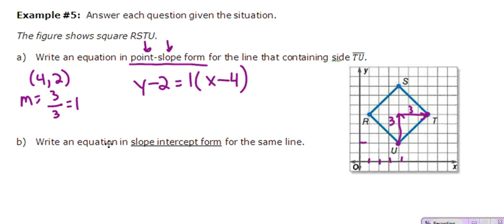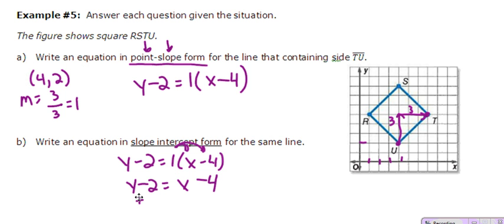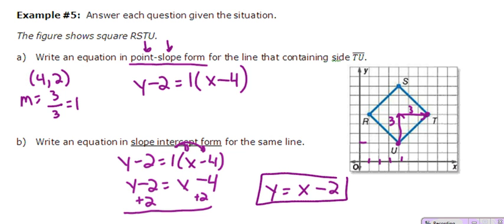Then B says write an equation in slope-intercept form for the same line. Well, all I have to do now is take that equation and solve for y. I'm going to distribute the 1. So I have y minus 2 equals 1x minus 4. And then I add 2 to get the y alone. So I have y equals x minus 2. And there's my equation in slope-intercept form.